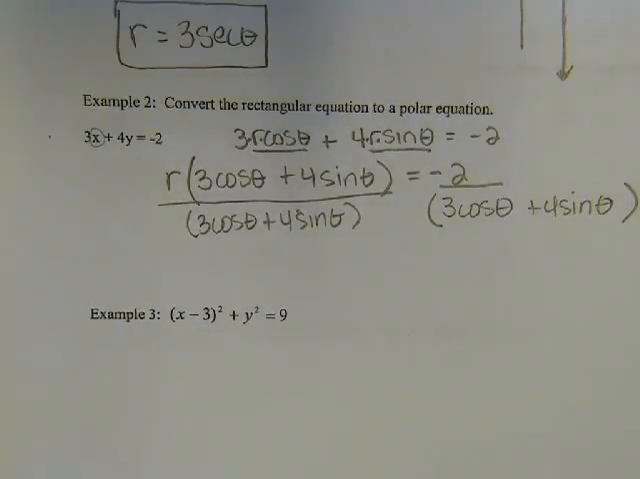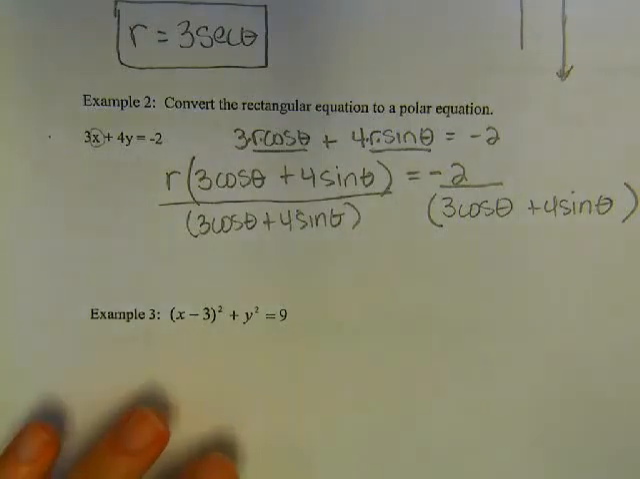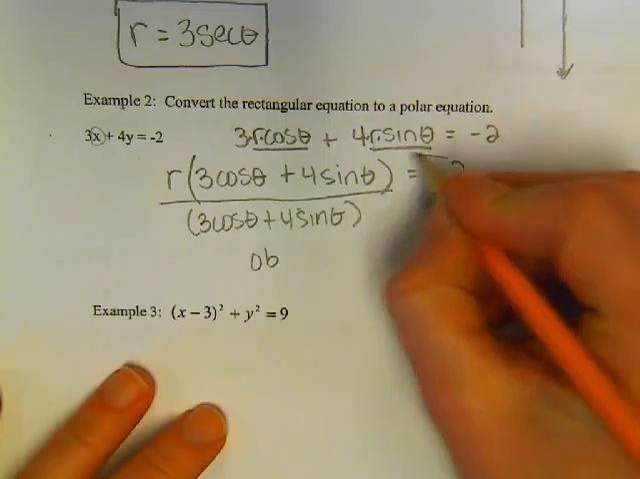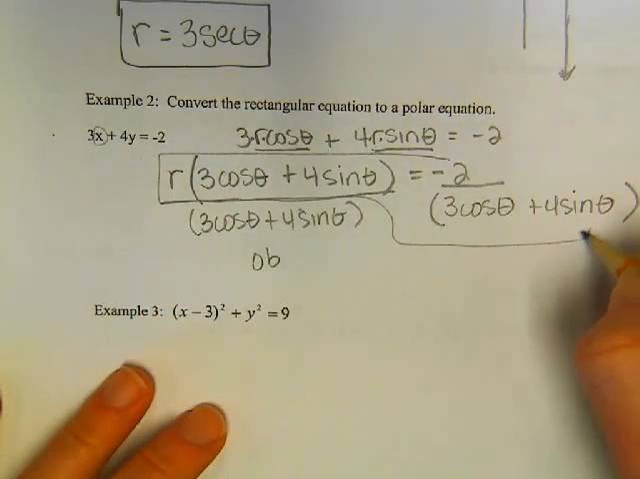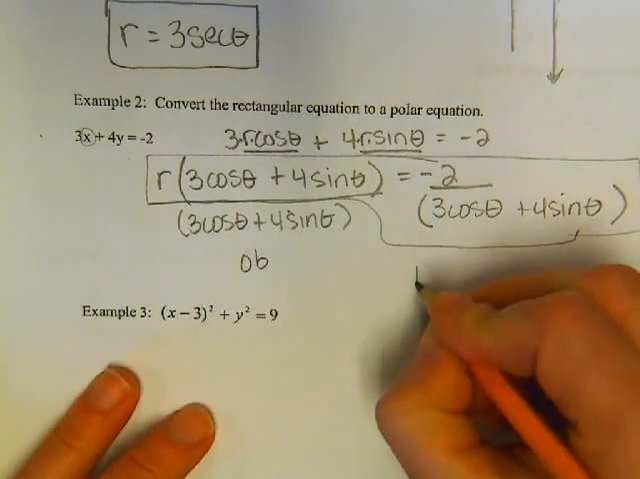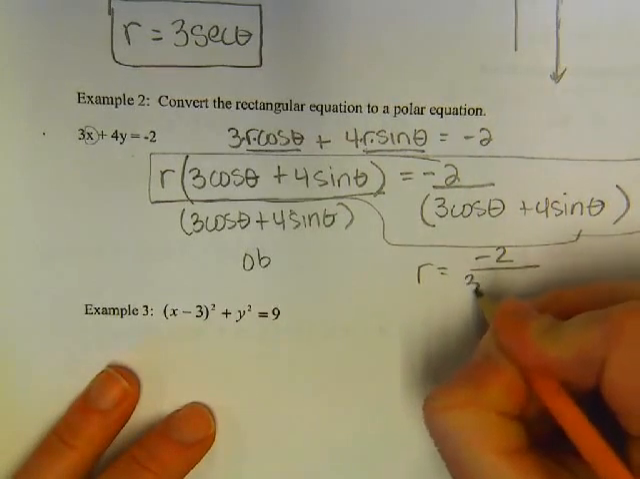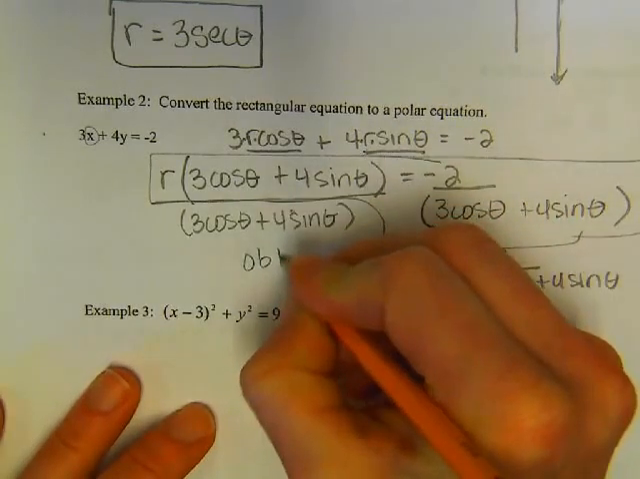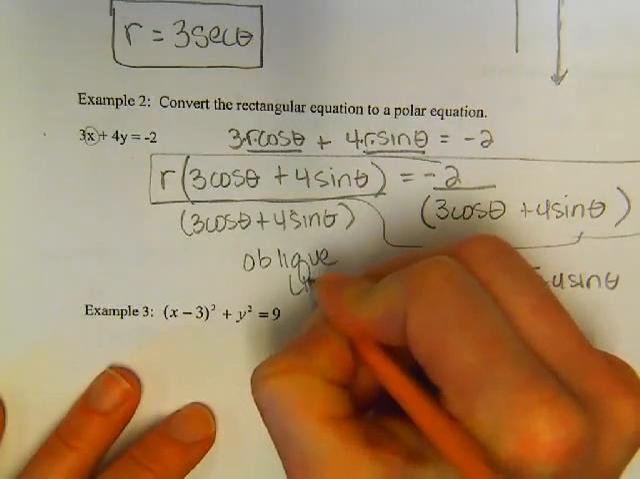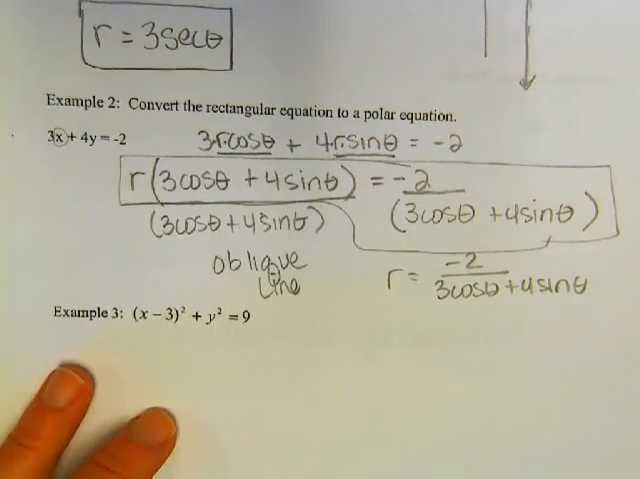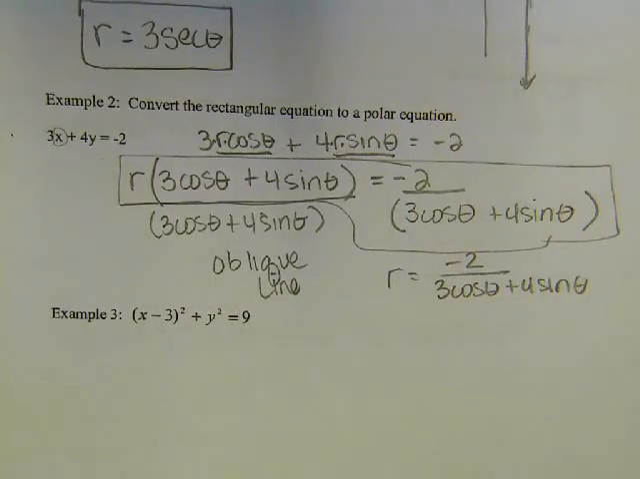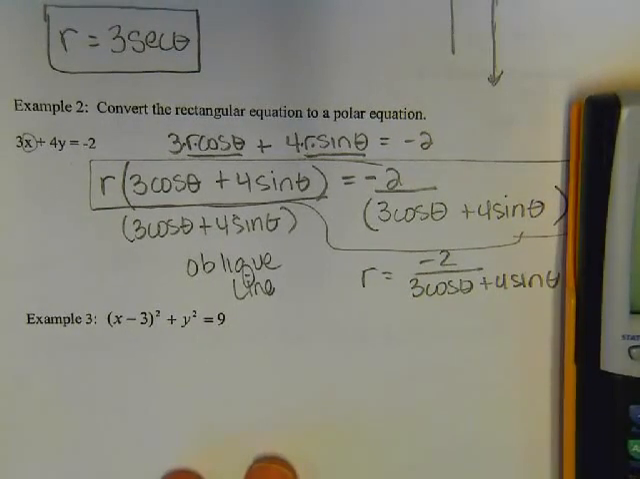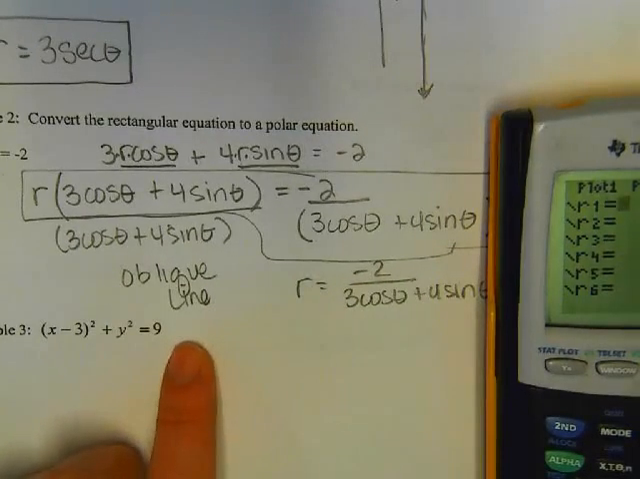Okay? So I'm going to write here, just so we know, this is my formula. R equals -2 over 3 cos theta plus 4 sine theta. And it's an oblique line. Alright, so can you get it to show up? Make sure you use parentheses.